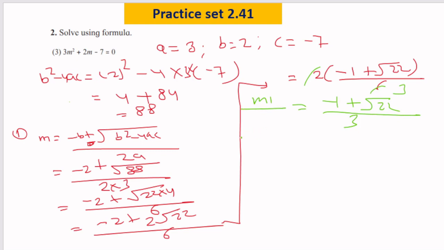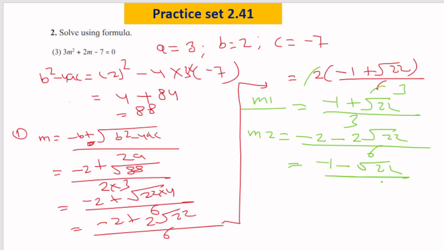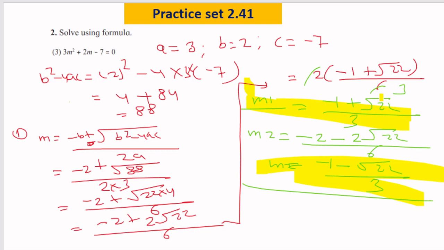Similarly, the second root, m2, everything will be the same, just that the minus sign will be different. I'll write immediately like this, 2 into root 22 divided by 6, again 2 common. If I take 2 common, 2 will be gone, the remaining will be 3. This is your second factor. Easy. Factor number 1 and factor number 2. Or else if you don't want to write separately, you can write at one time. I'll show you also how it happens in the next question.